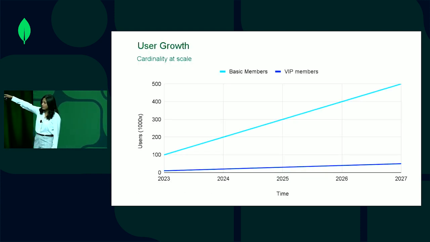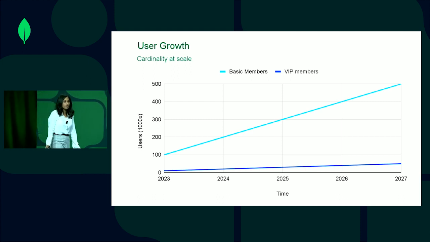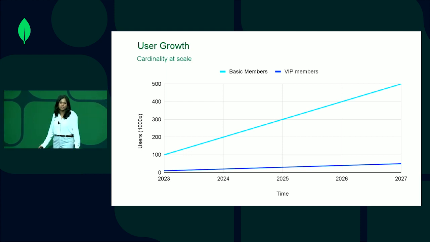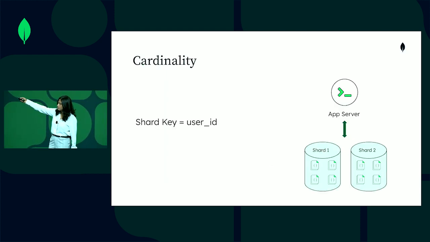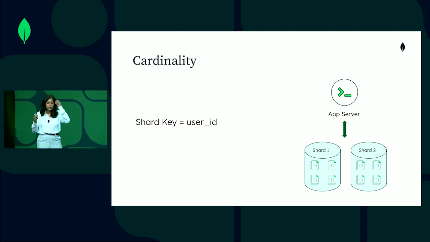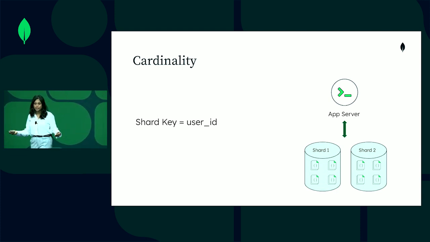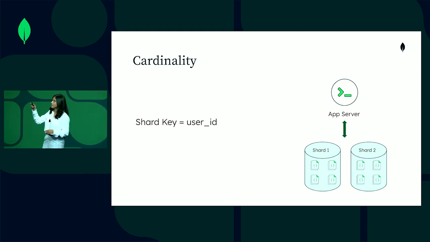This one, as you see, it doesn't even scale well. Maybe by 2026, people still don't want to pay for VIP member status. It probably will always be unbalanced. But user ID. We all know we are going to keep adding new users. We all know user ID is actually really unique. And what I mean by cardinality is a field that can potentially take multiple values, and it has these unique values so that it's really highly cardinal.